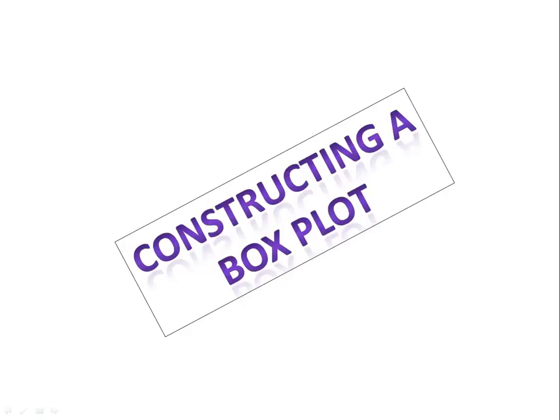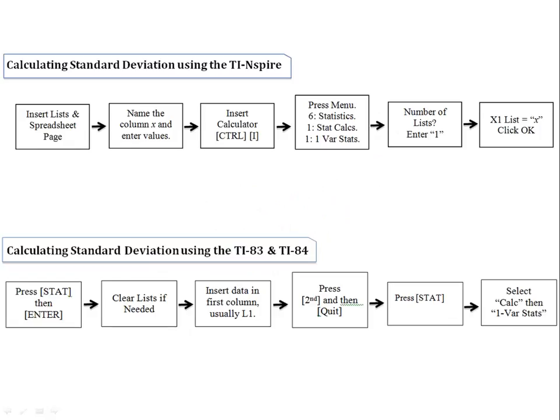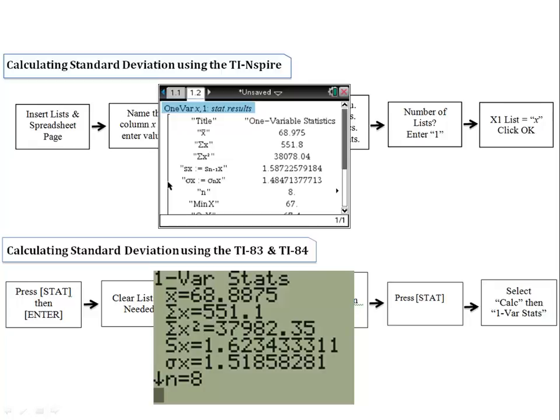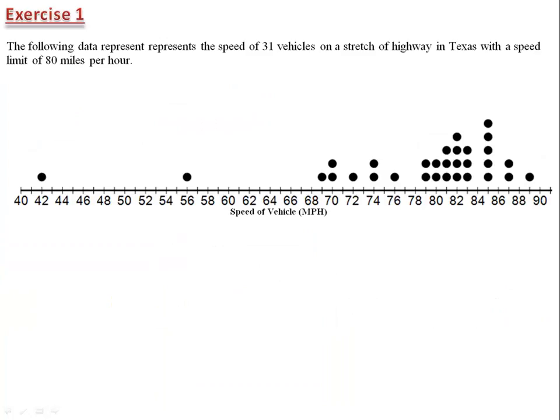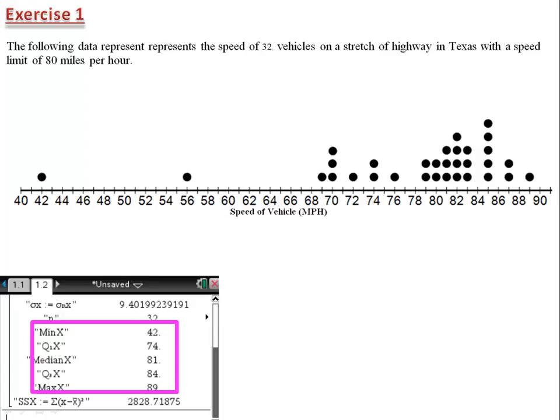Now, let's construct a box plot. If you know how to find the standard deviation, then you know how to get all of the information from the calculator that you need to construct a box plot. We begin with a set of data, and we enter those values into the calculator. We perform the one variable statistics calculations, and we get this information. The 5 things that I'm interested in are these: the minimum, Q1, which is the first quartile, the median, Q3, which is the third quartile, and the maximum.